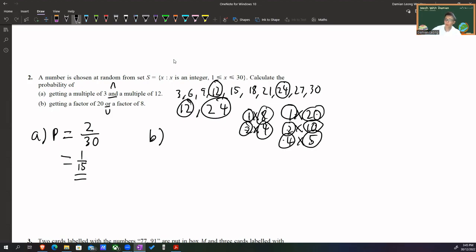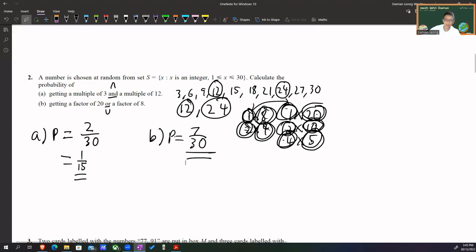7 outcomes. Don't go and count like 1 here, both are the same outcome. Don't go and count it twice. You only count it once. So there's 1 here, 2 here, 3, 4, 5, 6, 7. 7 outcomes out of total 30 outcomes. So 7 over 30. That's the final answer.